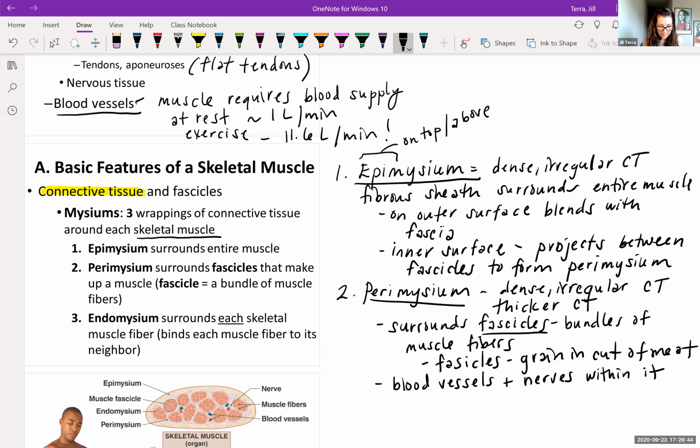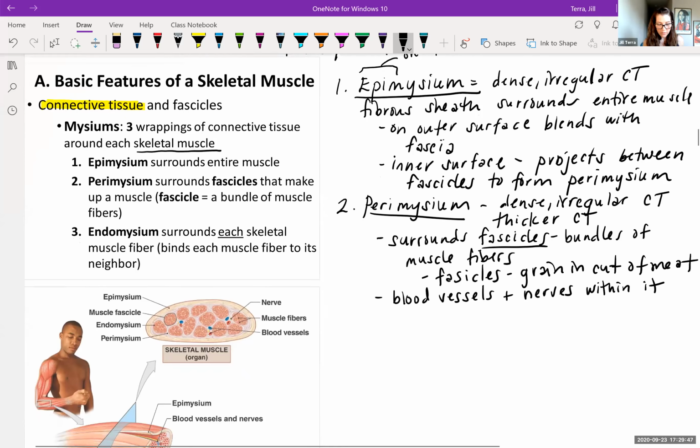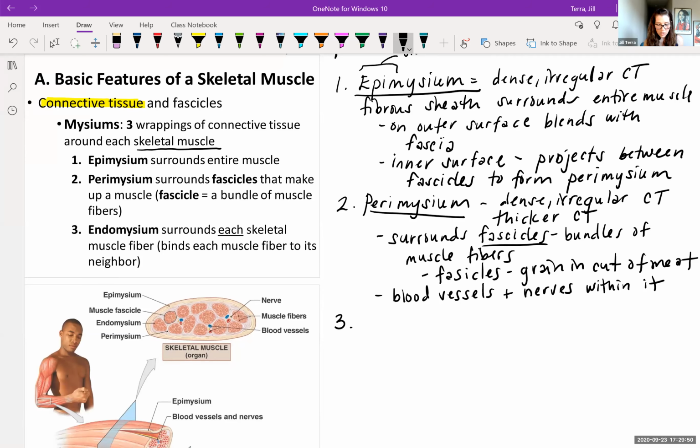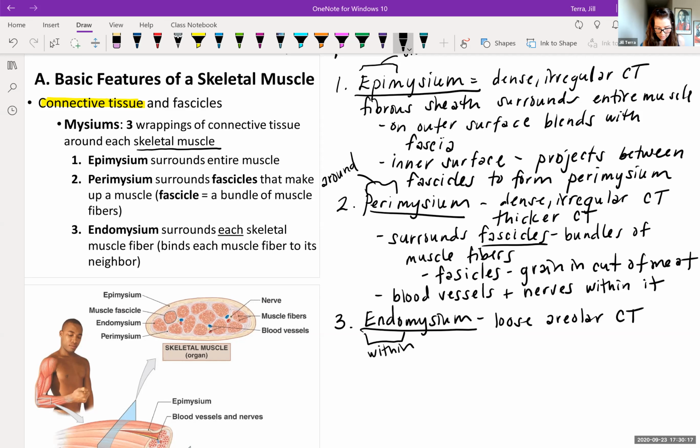Okay, and then that leads us to the innermost connective tissue wrapping involved with muscle tissue, and that is the endomysium. Sorry, peri, hopefully you caught that. Perimeter, around, the outside perimeter. Endomysium. Endo means within, right? Inner. And so this is a loose areolar CT that is surrounding individual skeletal muscle fibers.